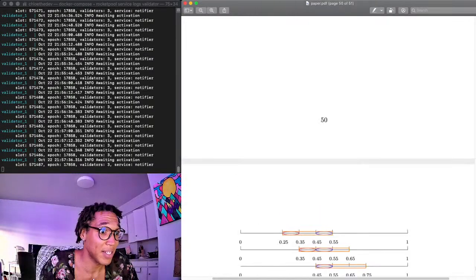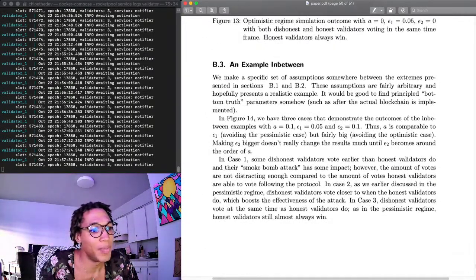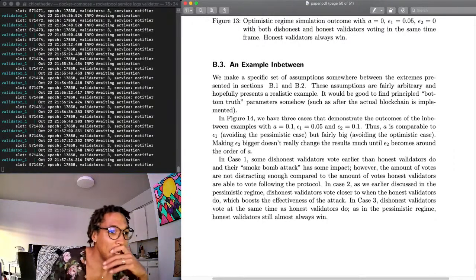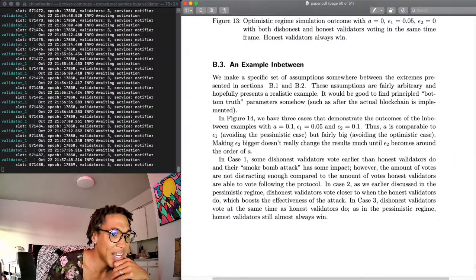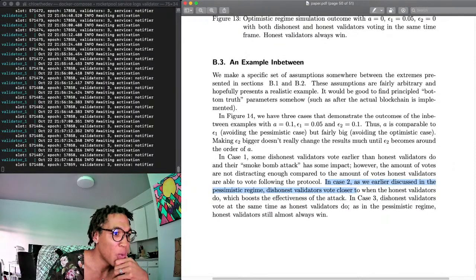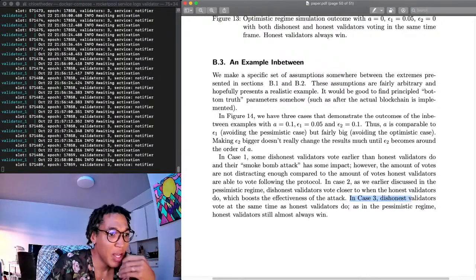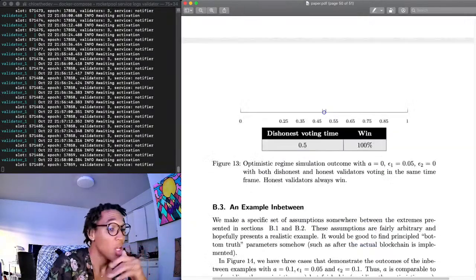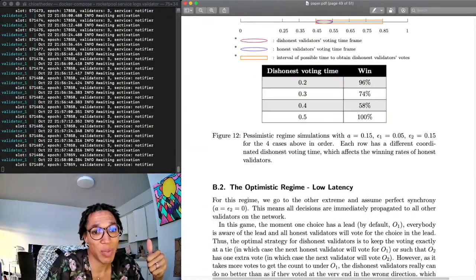And yeah, that's the entire paper. I think I forgot to read out the last sentence. In case 2, as we earlier discussed in the pessimistic regime, dishonest validators vote closer, which boosts the effectiveness. And in case 3, dishonest validators vote at the exact same time, and honest validators still almost win. So I hope you all enjoyed the paper. That's it for the Ghost paper.